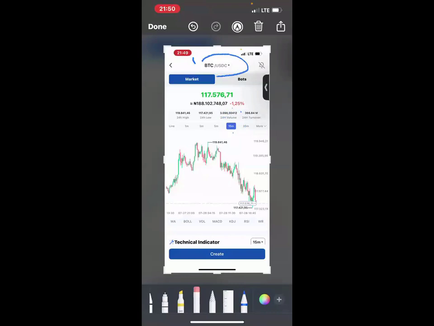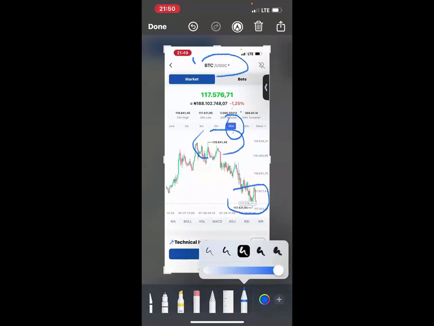So we have different time frames here, and you can see that we are currently on the 15 minutes time frame, and we have other time frames here as well. And we can see the highest high that the market created, which is around 119,841. And we also see the current market price, which is standing at around 117,579.71.